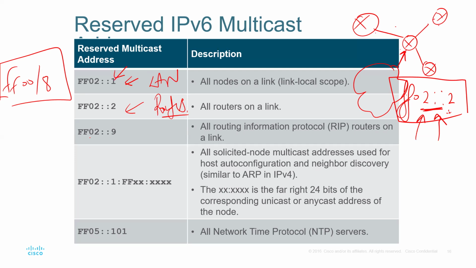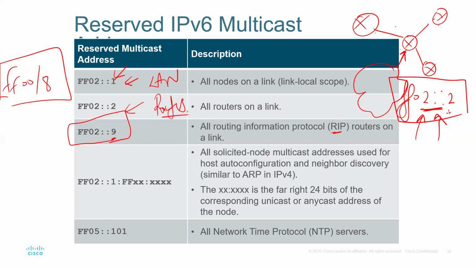Then we have another one here. All routing information, RIP. That's another protocol that is used for routing. Only RIP uses its own multicast address. So if a router is enabled to be using RIP, and if you use this destination, then the information reaches it.